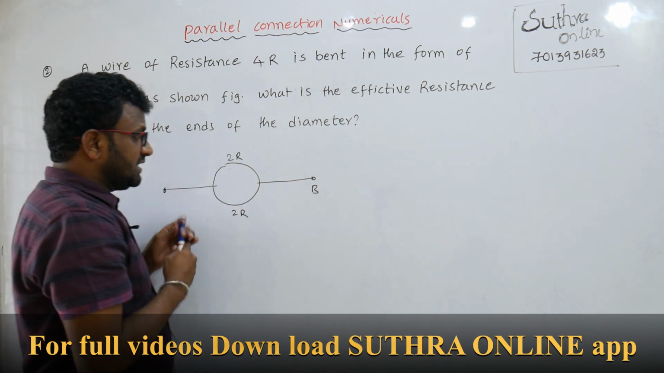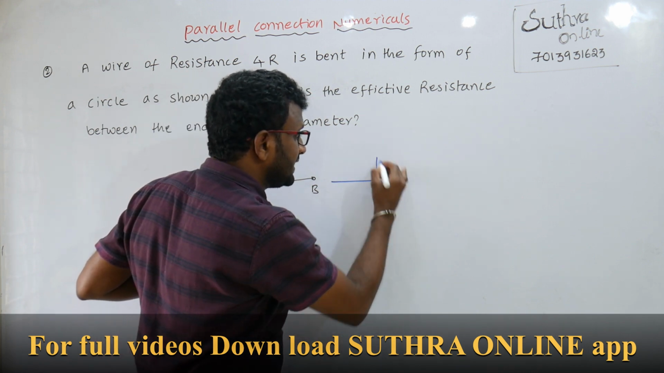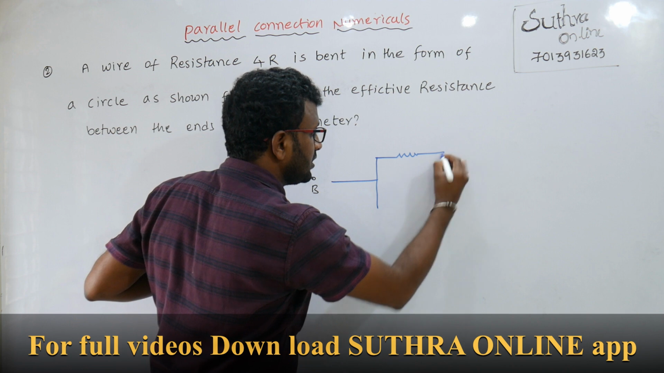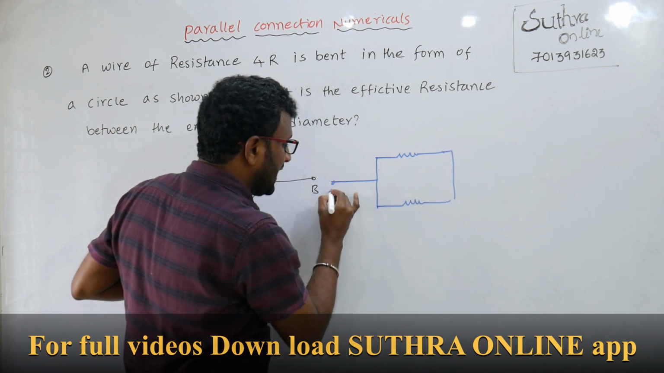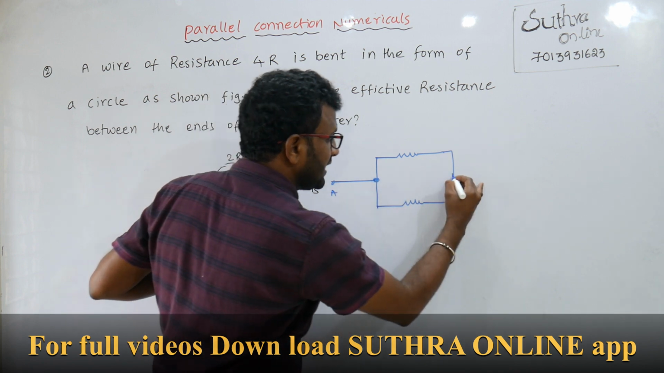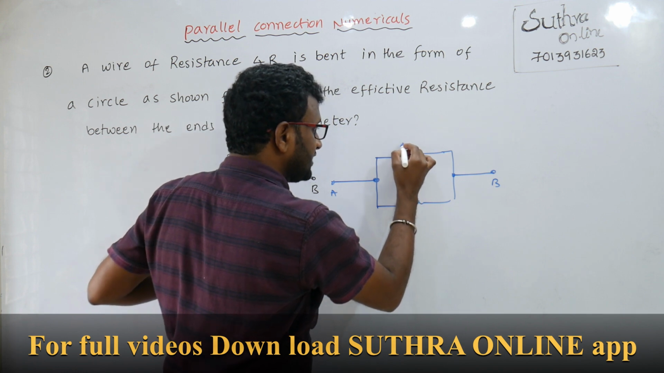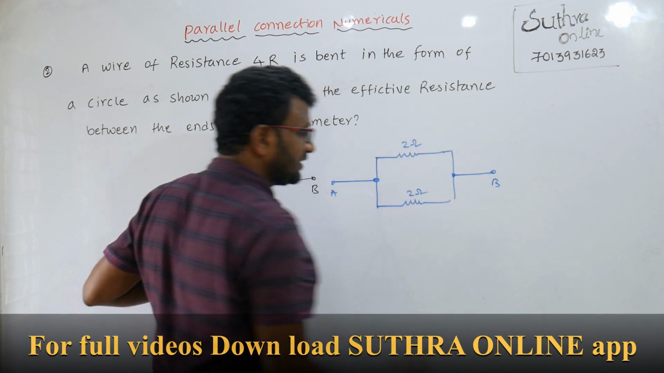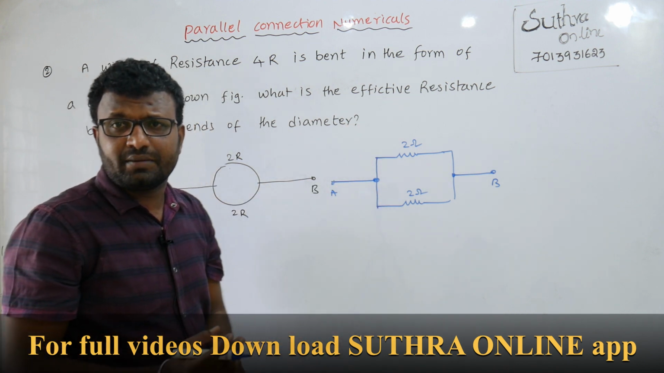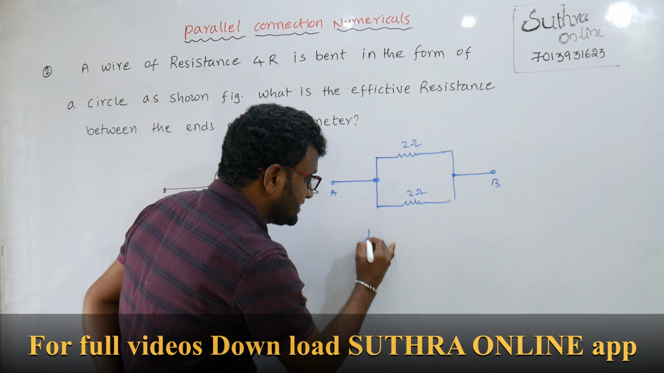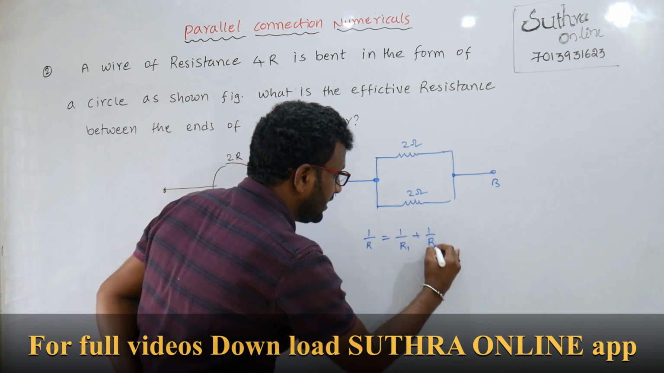Now by using this diagram, I am going to draw the circuit diagram. That is nothing but here 2R and this is 2R. Here these two resistances are parallel to each other. Now we have to find the effective resistance in the circuit. When the two resistances are parallel to each other, what is their formula? 1 by R is equal to 1 by R1 plus 1 by R2.